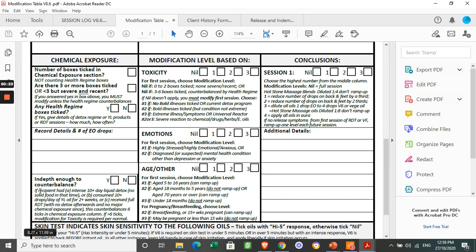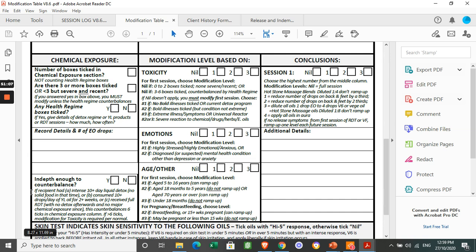Well, let's have a look here at the bold italics down the bottom, because it gives us a bit more guidance about the counterbalance. If a recipient had an intense 10-day liquid detox program with no solid food in that time, or consumed 10 drops a day of Young Living oil for 2+ weeks, or received a full raindrop technique with no detox afterwards and no major chemical exposure since, then the good things that this person has done counterbalance 6 ticks in the chemical exposure column. If greater than 6 ticks, you're going to modify for toxicity as per normal.